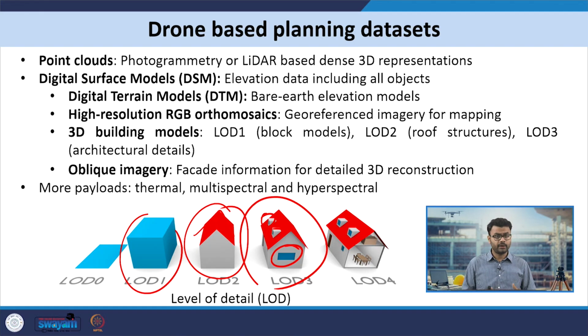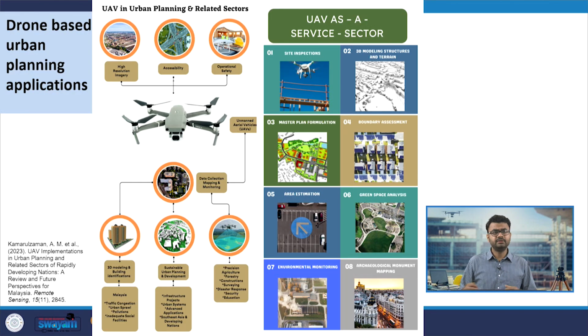Then drones also provide oblique imagery, which has information of the facade, that also helps in detailed 3D reconstruction. And if we can combine even more payloads, for example, thermal, multispectral or hyperspectral, then we get to know even more information about various materials which are present in the urban area. So these are some drone based planning applications in urban areas: for example, site inspection, 3D modeling of structure and terrain, master plan formulation, boundary assessment, area assessment, green space analysis, environmental monitoring, and heritage monument mapping.